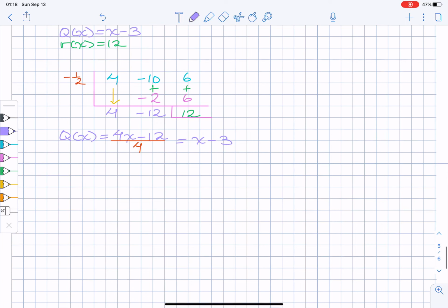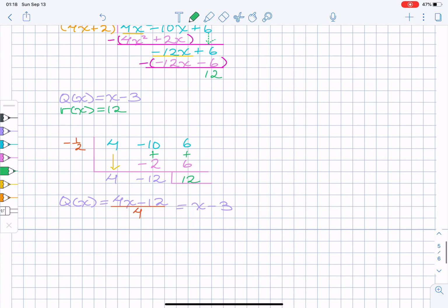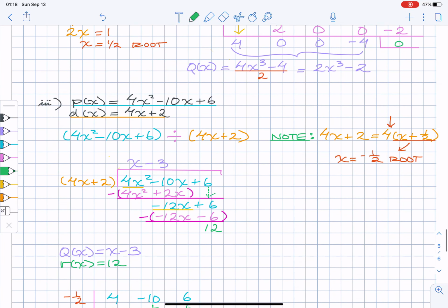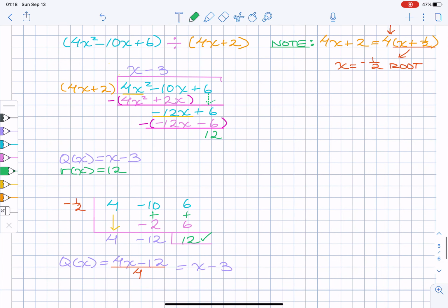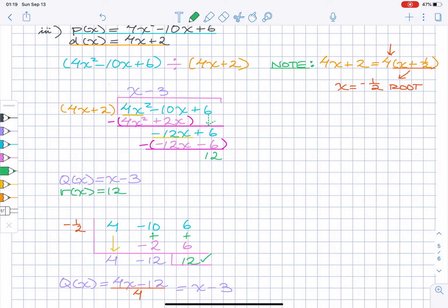So it's up to you which way you think is easier. Oh, and also the remainder was correct. I personally really like synthetic division, though it does take a while to get used to. Okay, that's it. I'll see you guys in the next section.